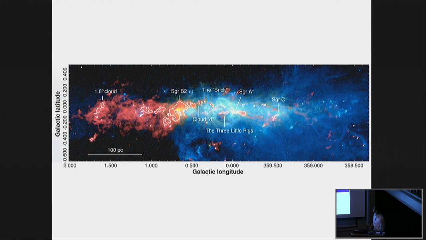So to orient oneself with what cloud I'm talking about, this is the map of the entire CMZ. Kara Battersby provided me with this map that she provides with the SMA legacy survey she's conducting. The cloud I'm looking at is one of the three little pigs clouds over here.